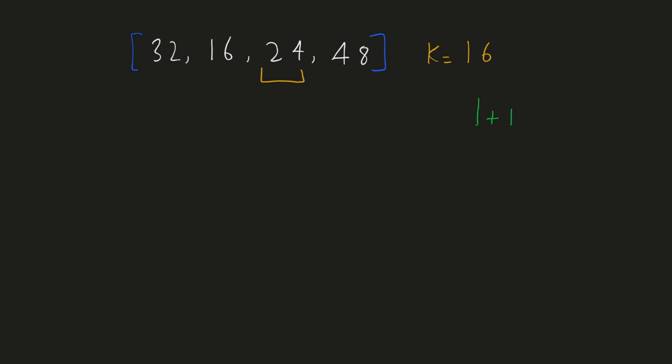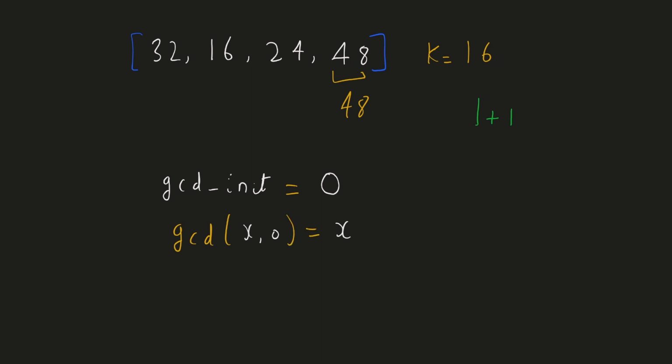The GCD of this subarray is 24 and the GCD of this with 48 is 24. We cannot check any further subarrays for this starting point. The GCD of this array would be 48 and we cannot check any further. We could initialize the GCD for a starting point to be 0. This is because the GCD of any number with 0 is that number itself.